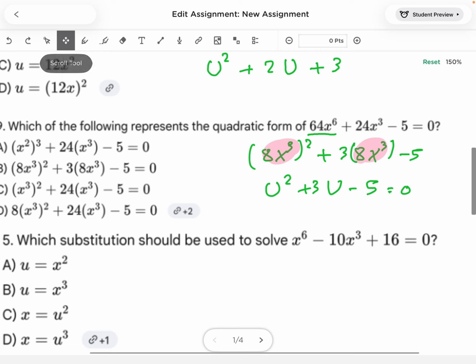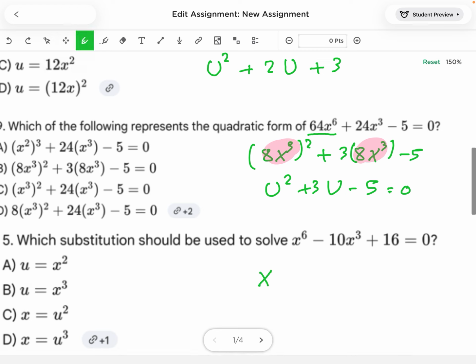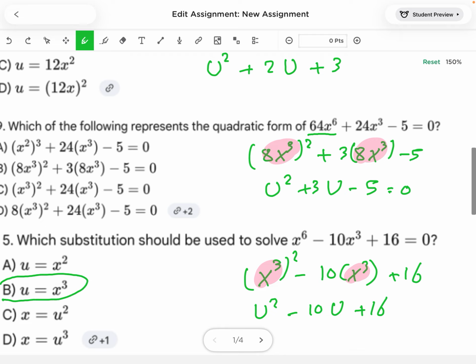Third one is the same story. This is the easiest one because we can consider it as x to the power 3 squared minus 10x to the power 3 plus 16, and x to the power 3 is u. So you have u squared minus 10u plus 16, and the answer is B. This one, the answer is what? B as well.